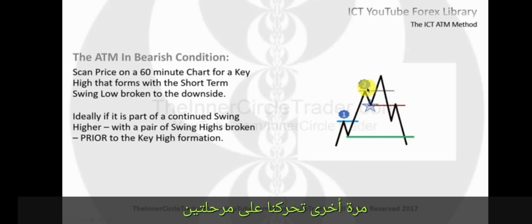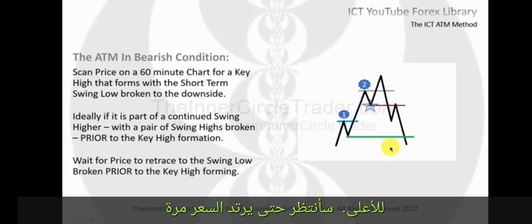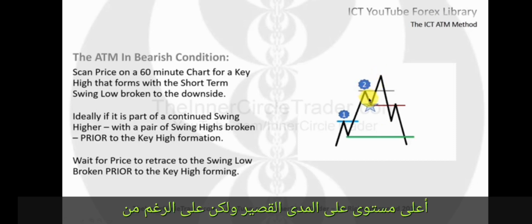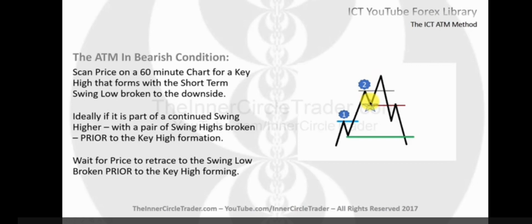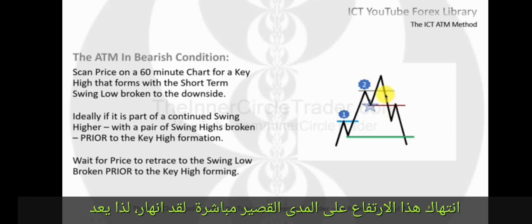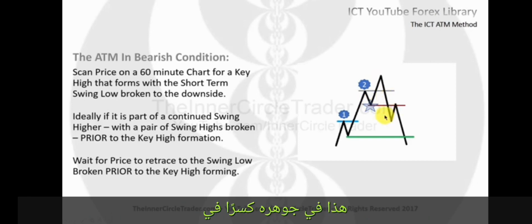Again, part of a two-stage move higher, and we're going to be waiting for price to retrace back to the swing low that forms prior to the key high forming. Now, what makes this high key is the fact that we have taken out a short-term high, but the low immediately after that short-term high is violated. It's broken down. So in essence, this is a break in market structure here. And all we're doing is waiting for a retest of that same old support level, which now becomes resistance.